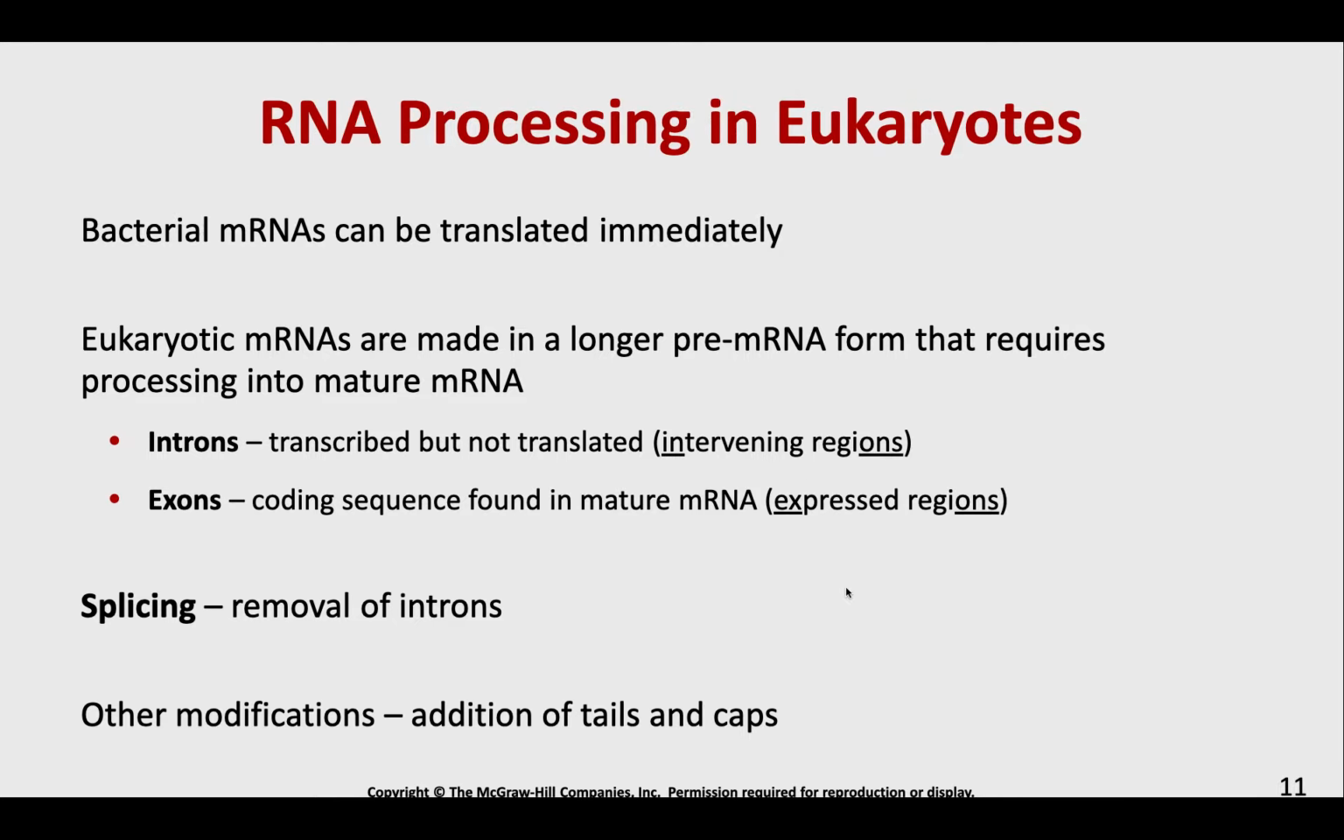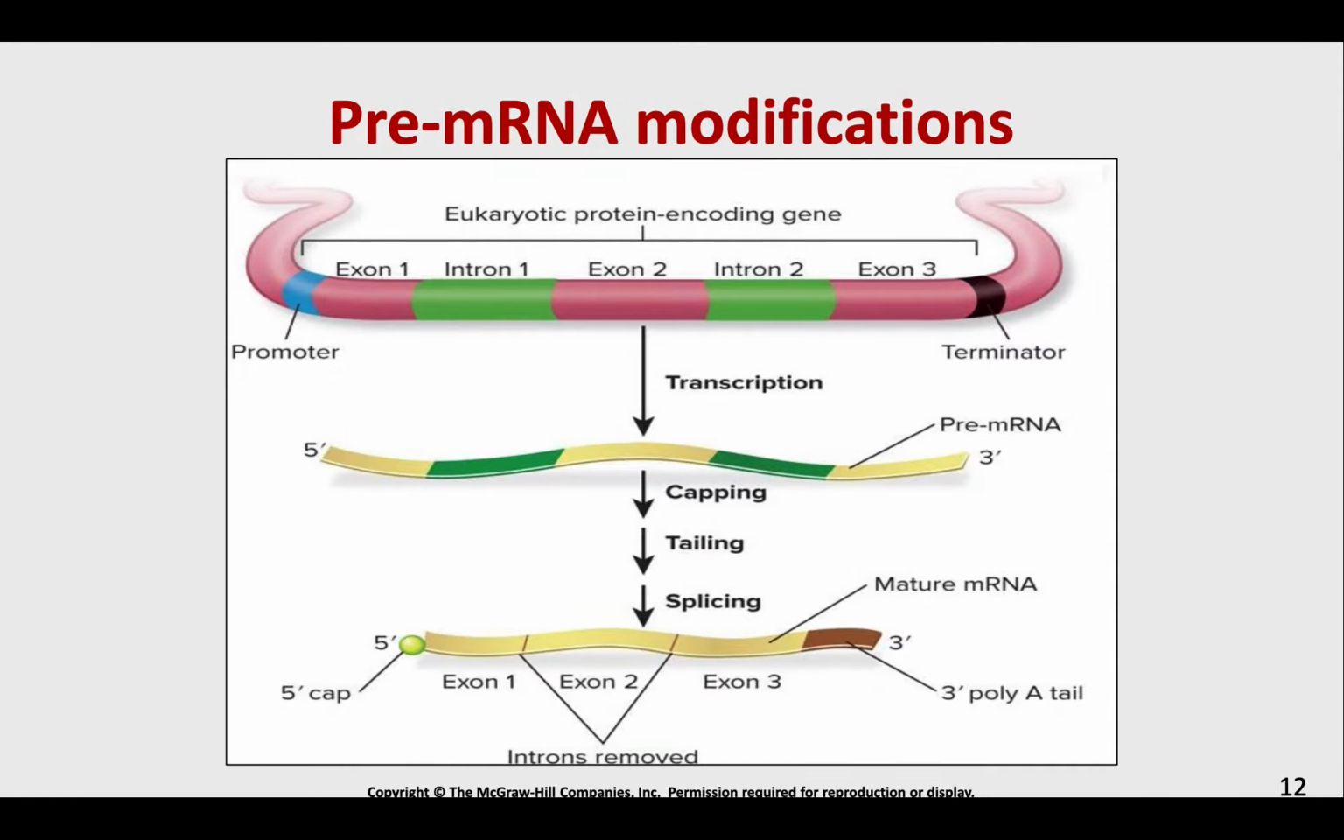So in order to get rid of those introns, we have to splice. We're going to go through splicing, getting rid of the introns that are not coding for those genes. Now there's also going to be other modifications, such as adding on tails and caps to our mRNA. But let's look at splicing first.